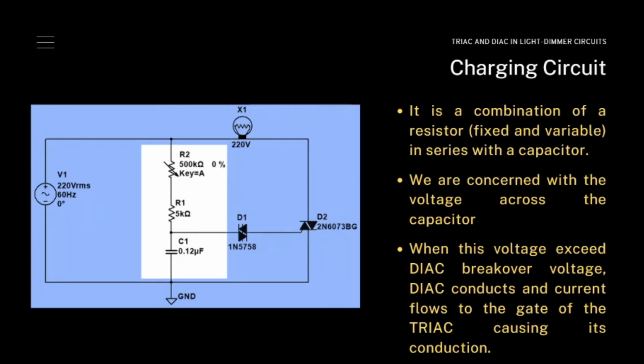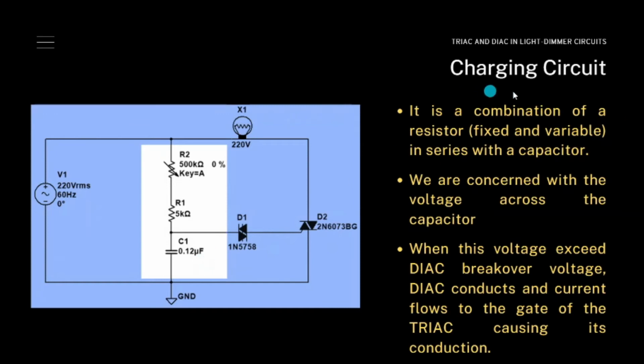Now, we are already done discussing the two bidirectional thyristors, the DIAC and the TRIAC. Now, to be able to understand this light dimming circuit, we need to understand the function of this combination of circuit elements here. We have a variable resistor, meaning we can change the value of the resistor. We have this fixed resistor, 5 kilo ohms, and then we have this capacitor na 0.12 microfarad.